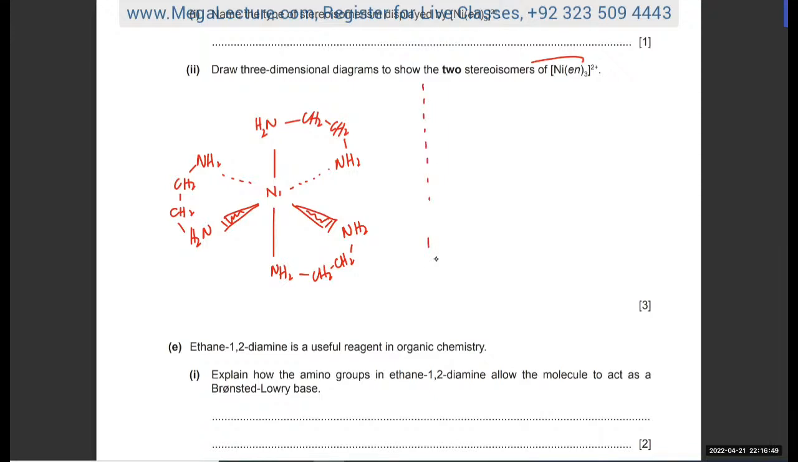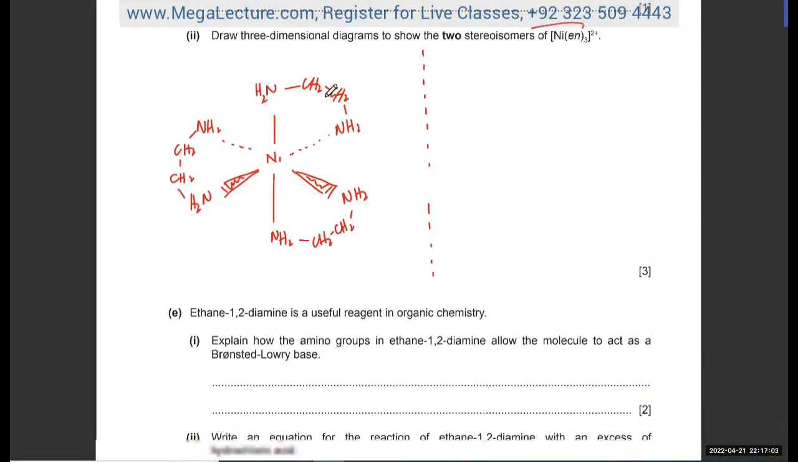So you have to learn to draw the other version as well. Everything has to be exactly mirrored, so make sure you know how to draw the mirrored version of this. And remember, this is the only time when you have stereoisomers. There are actually two times. One is that you have three bidentate ligands.